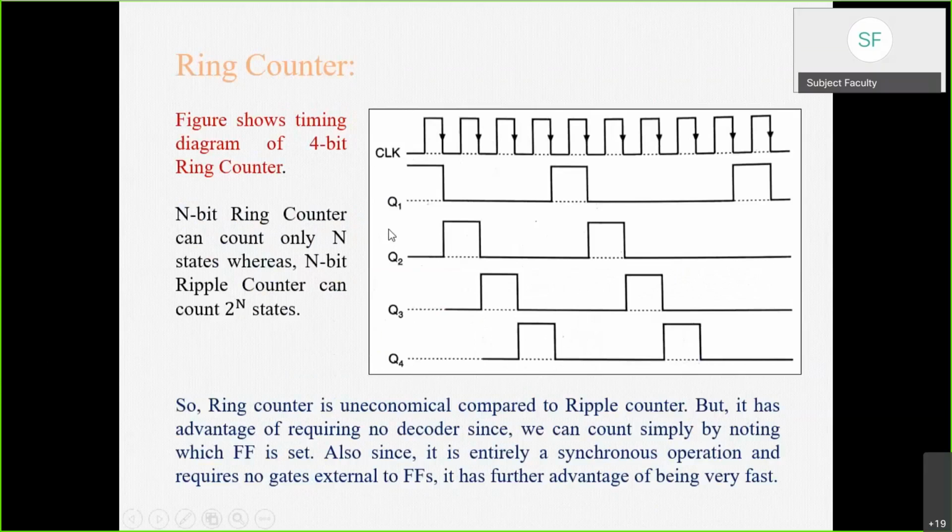These are the timing diagram of 4-bit ring counter. So the outputs of all 4 flip-flops have been shown here, Q1, Q2, Q3, and what is happening after the application of clock pulses is mentioned here. Since our circuit was negative edge triggered, whatever changes happen across this output will happen after the application of the negative edge only.